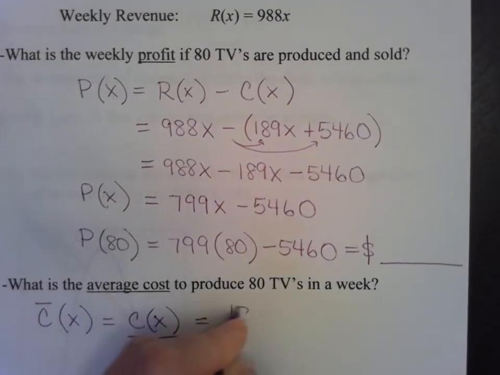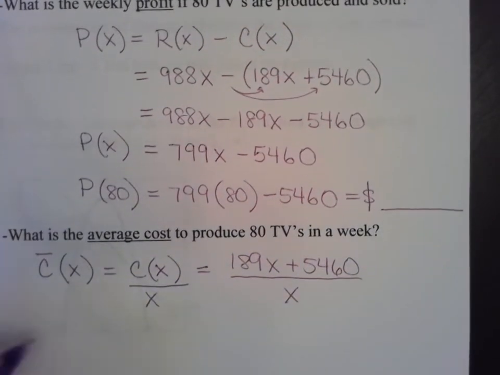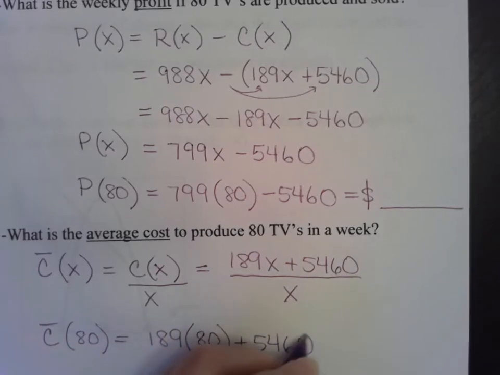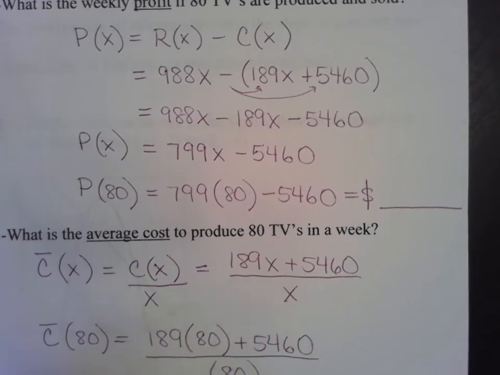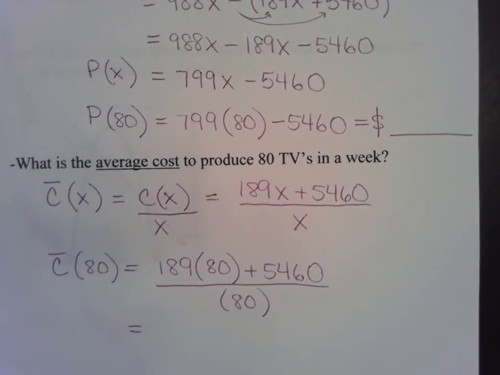So we can make our new function as 189X plus 5460 divided by X. Okay, and we could do the same thing here. We could plug in the average cost of 80 TVs. So this would take the cost for 80 TVs and break it up for each TV. Let's see if I can calculate that one a little easier. Let me try that.